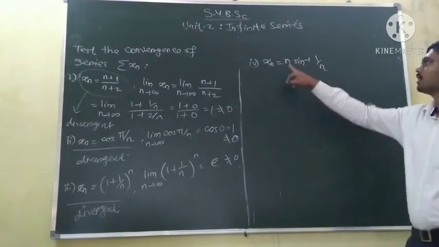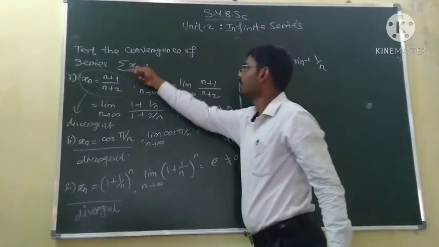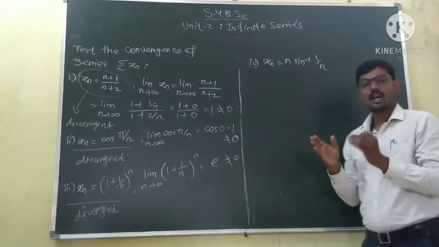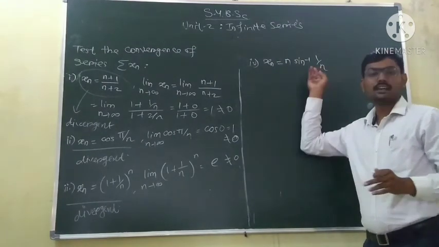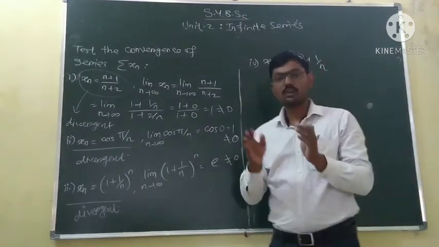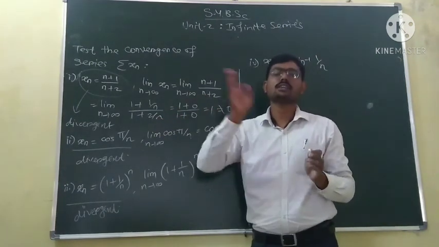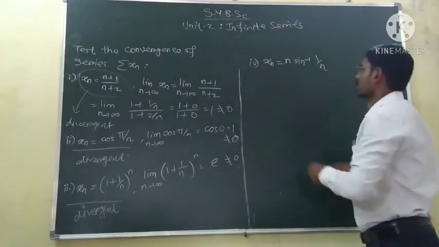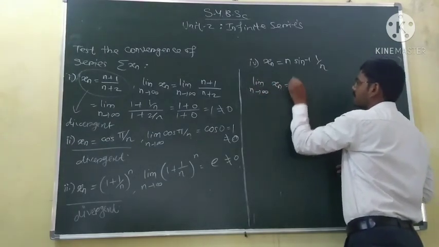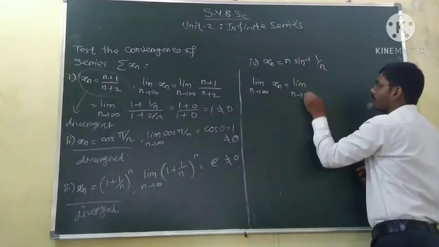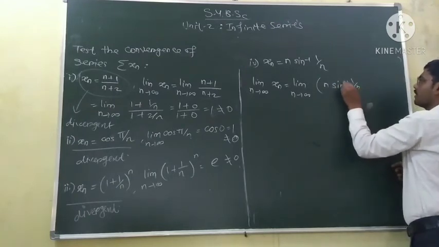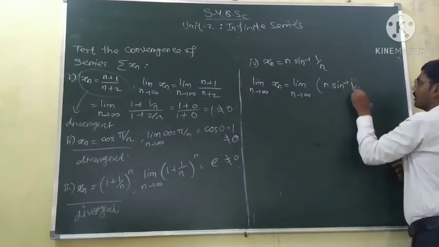Now the next example is the series x_n whose n-th term x_n is n sin inverse 1 by n. Again our target is just to find the limit of this n-th term. If the limit is not equal to 0, the series is divergent. If the limit is equal to 0, then we have to further investigate whether the series is convergent or divergent. So the limit as n tends to infinity of x_n is equal to the limit as n tends to infinity of n sin inverse 1 by n.